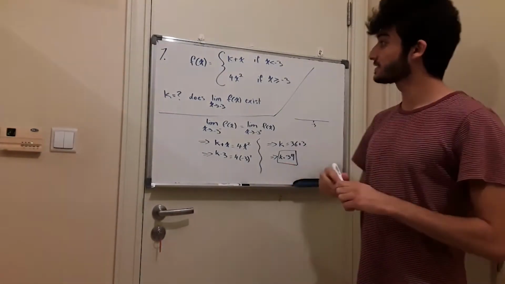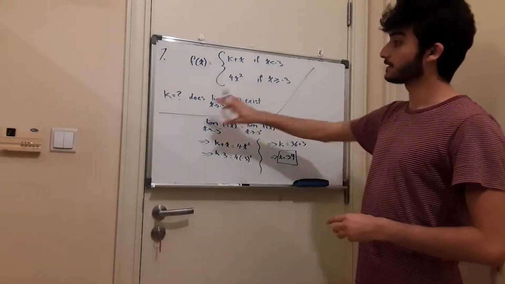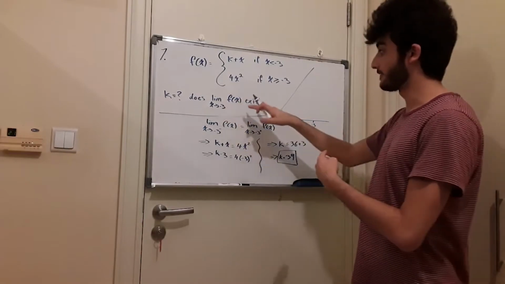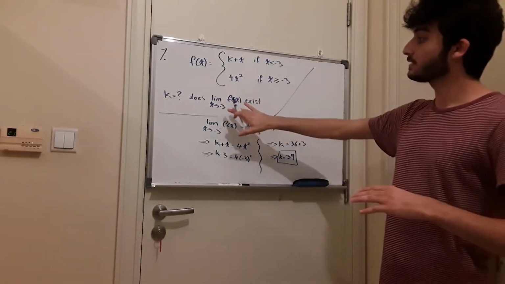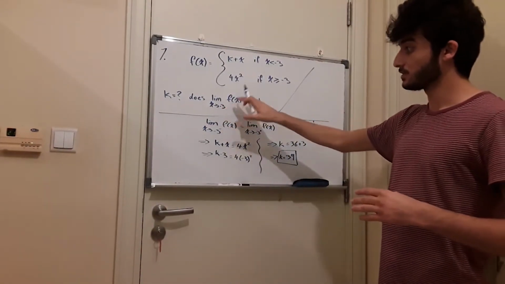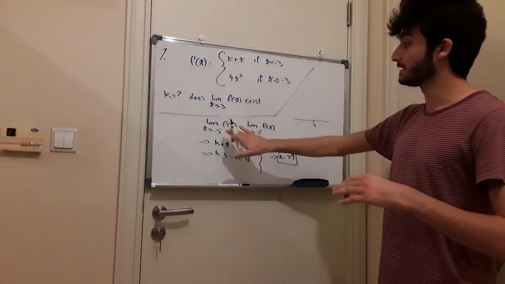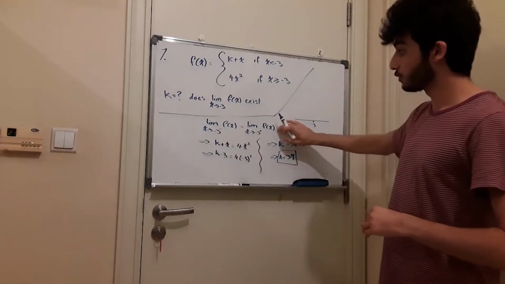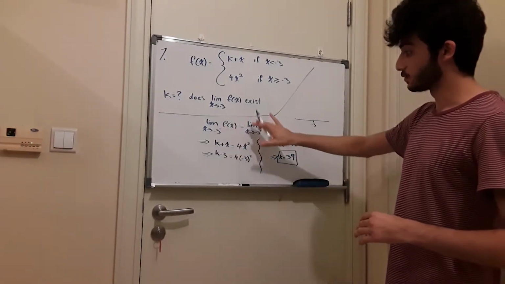So in grid question number 7, they gave you this, and they said for what value of k does the limit as x approaches minus 3 of f(x) exist? So now we said the limit as x approaches minus 3 of f(x) exists when its left side limit and its right side limit are equal. So now that you wrote this, we need to find what's this and what's this.